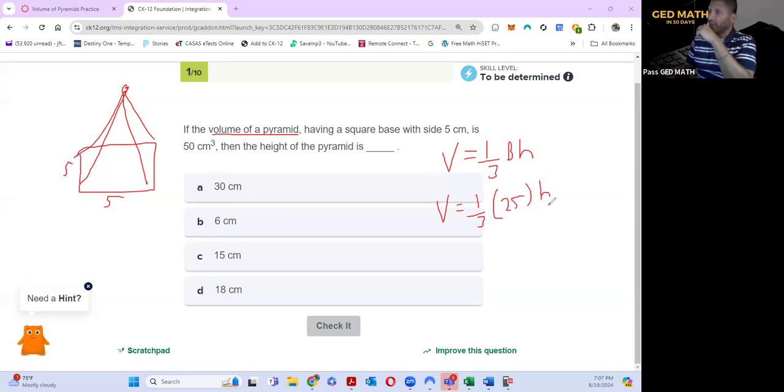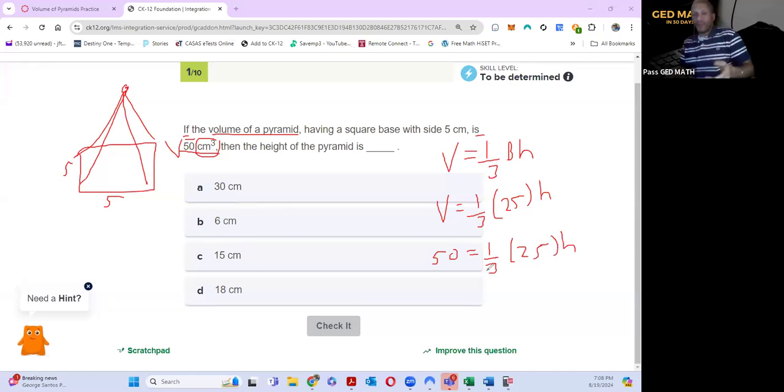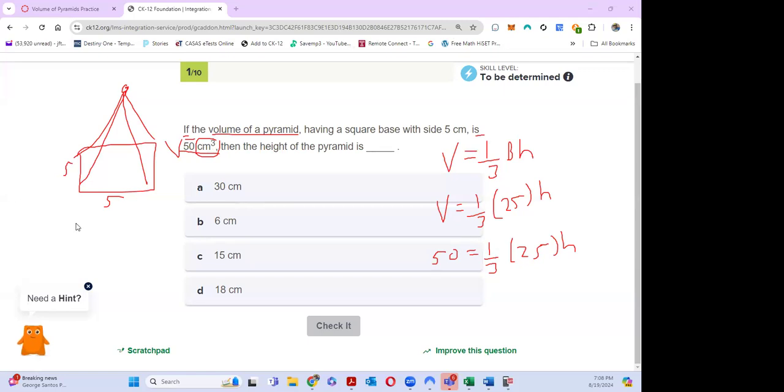And I don't know my height, correct? But they gave me what else? What's the other known? Okay, look at that, cubic centimeters. That tells me that's V. So 50 equals 1/3 times 25 times H. Okay, so what's the opposite of dividing by 3? What's the opposite? Multiplying by what?